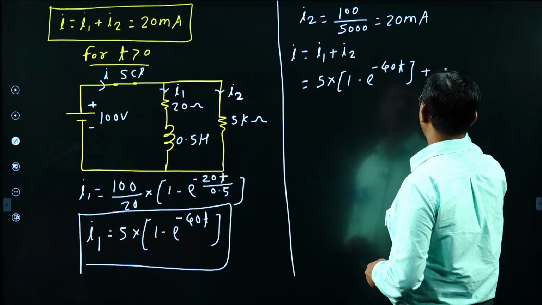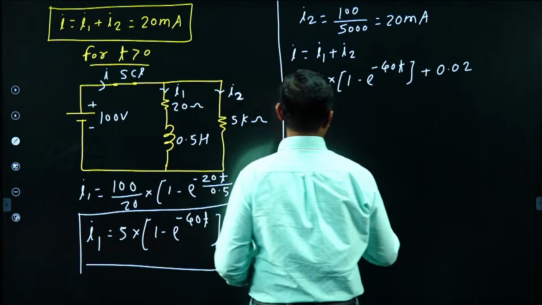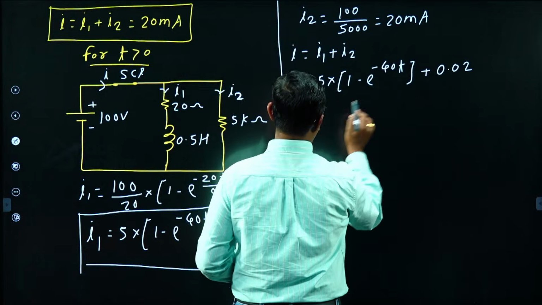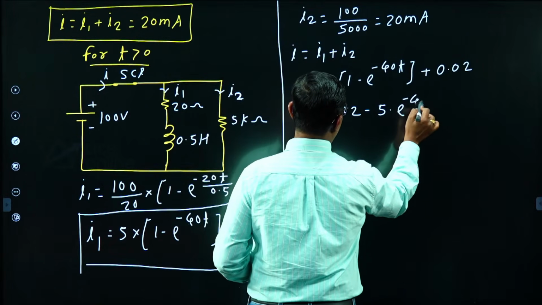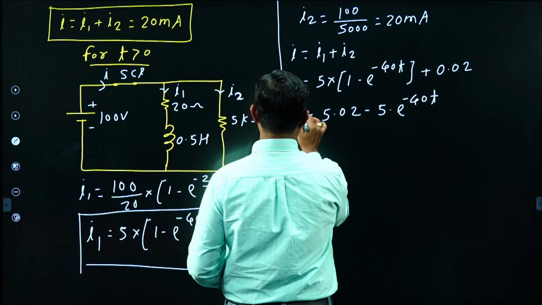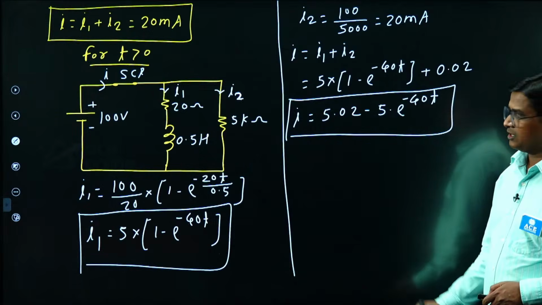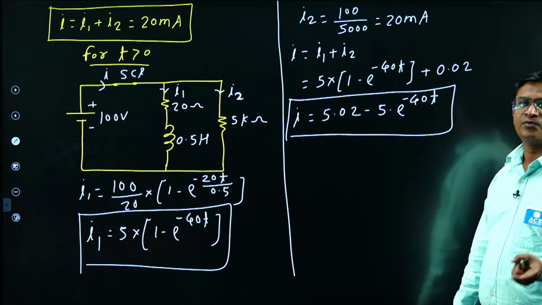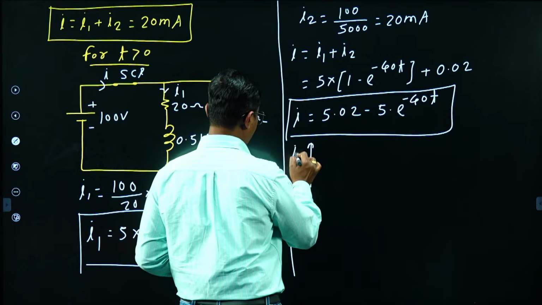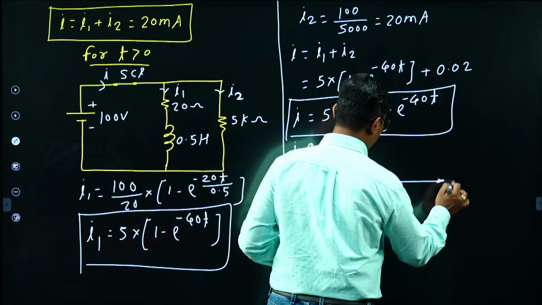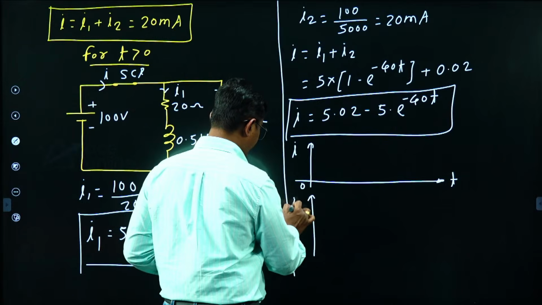plus I2, which is 20 milliampere, means 0.02 ampere, right? So from this I can write it as 5 plus 0.02, that is 5.02, minus 5 into e to the power minus 40t. This is the current in the SCR, right? Now from this current expression, we need to draw the current waveform for the current I, and I need to maintain the gate signal till my SCR current reaches which value? Latching current value.